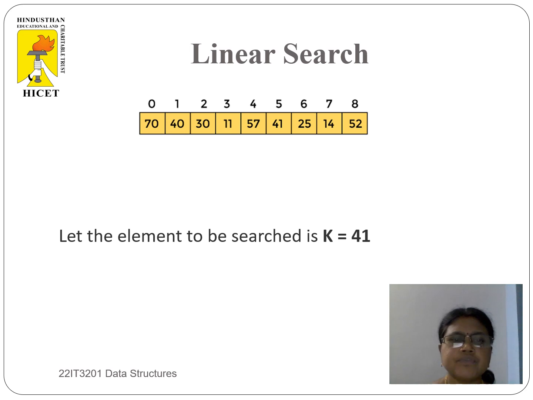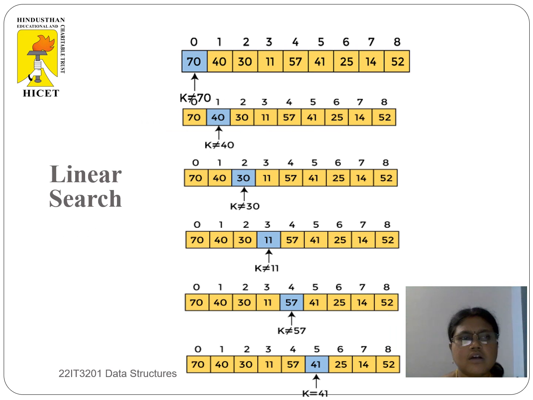In this example, we have been provided with 9 elements stored in an array starting from the index position 0 to 8. Out of this, the element to be searched is given as 41. Let us see how this proceeds. Now let us see how the element 41 is searched in the linear search algorithm.